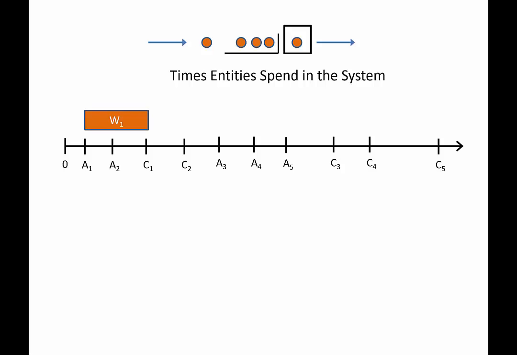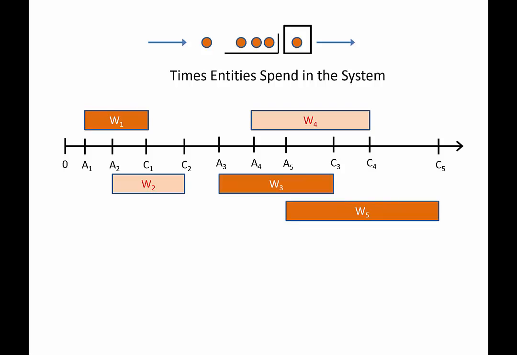just simply measure the time that each individual entity was in the system. To get the time that the first entity was in the system, we just subtract the arrival time from the completion time. Same thing for the second entity, the completion time minus its arrival time, the third entity, the fourth entity, and the fifth entity. And then when we want the average time that an entity spends in the system, we simply take the numerical average of our 5 entities in this case.